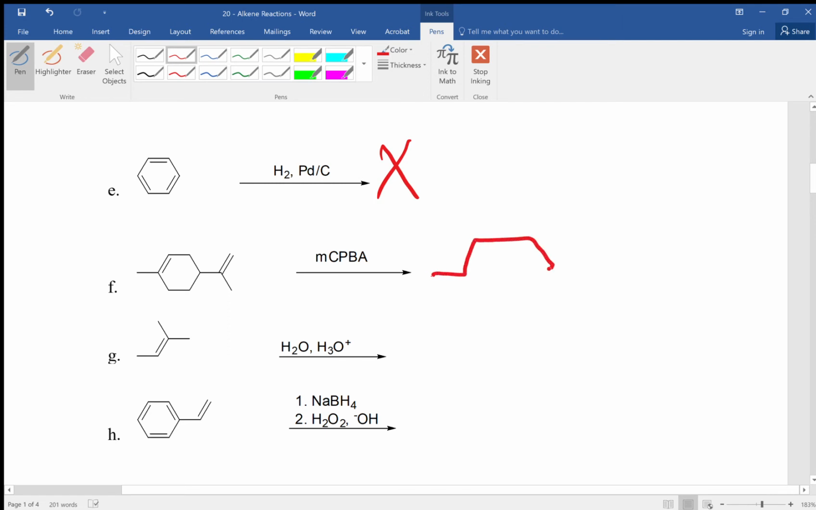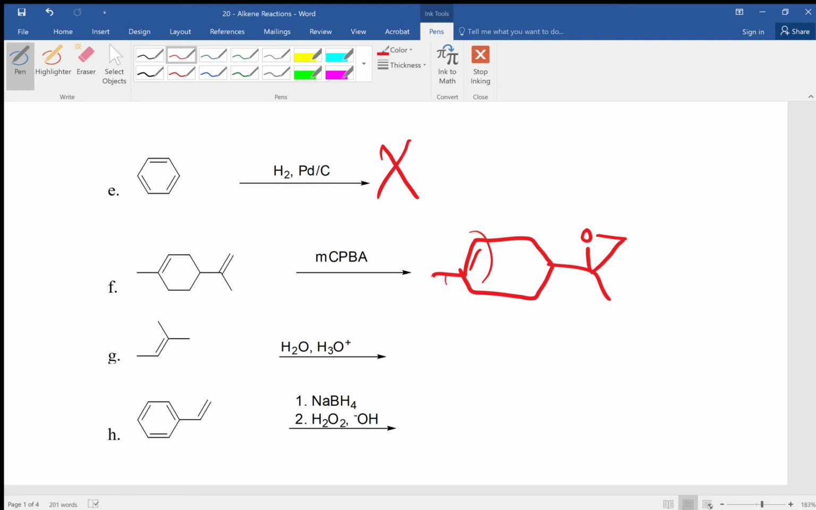F is the epoxidation. Again, you could do it on one alkene or the other. I'm just going to choose to do the alkene that's outside of the ring. But again, you could have done the alkene over here, or you could have shown both of them as epoxides. G is also a hydration reaction. This is the acid catalyzed hydration, also a Markovnikov process.